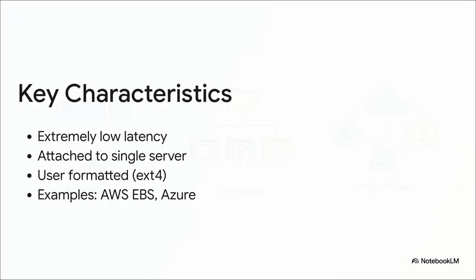Now notice the huge emphasis here on speed. Because it's such a primitive, low-level technology, block storage offers extremely low latency. We're talking microseconds to milliseconds here. It's blazing fast. Typically, a block volume is attached to just a single server at a time. It's essentially a virtual hard drive dedicated to one single machine. You format it yourself using file systems you probably know, like ext4, NTFS, or XFS. And if you're working in the cloud, you definitely know these as AWS Elastic Block Store, or EBS, Google's Persistent Disk, or Azure Managed Disks.